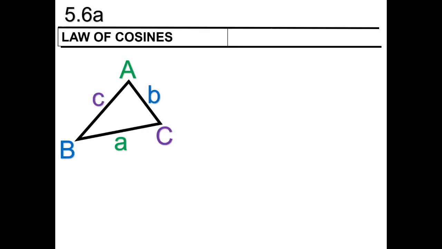Chapter 5, Section 6 is about using the law of cosines. The equations for the law of cosines are based on a side and its corresponding angle. I'm going to put the equations in a little bit at a time to help you notice a few patterns. If I use side A and angle A, this is the start of the equation.